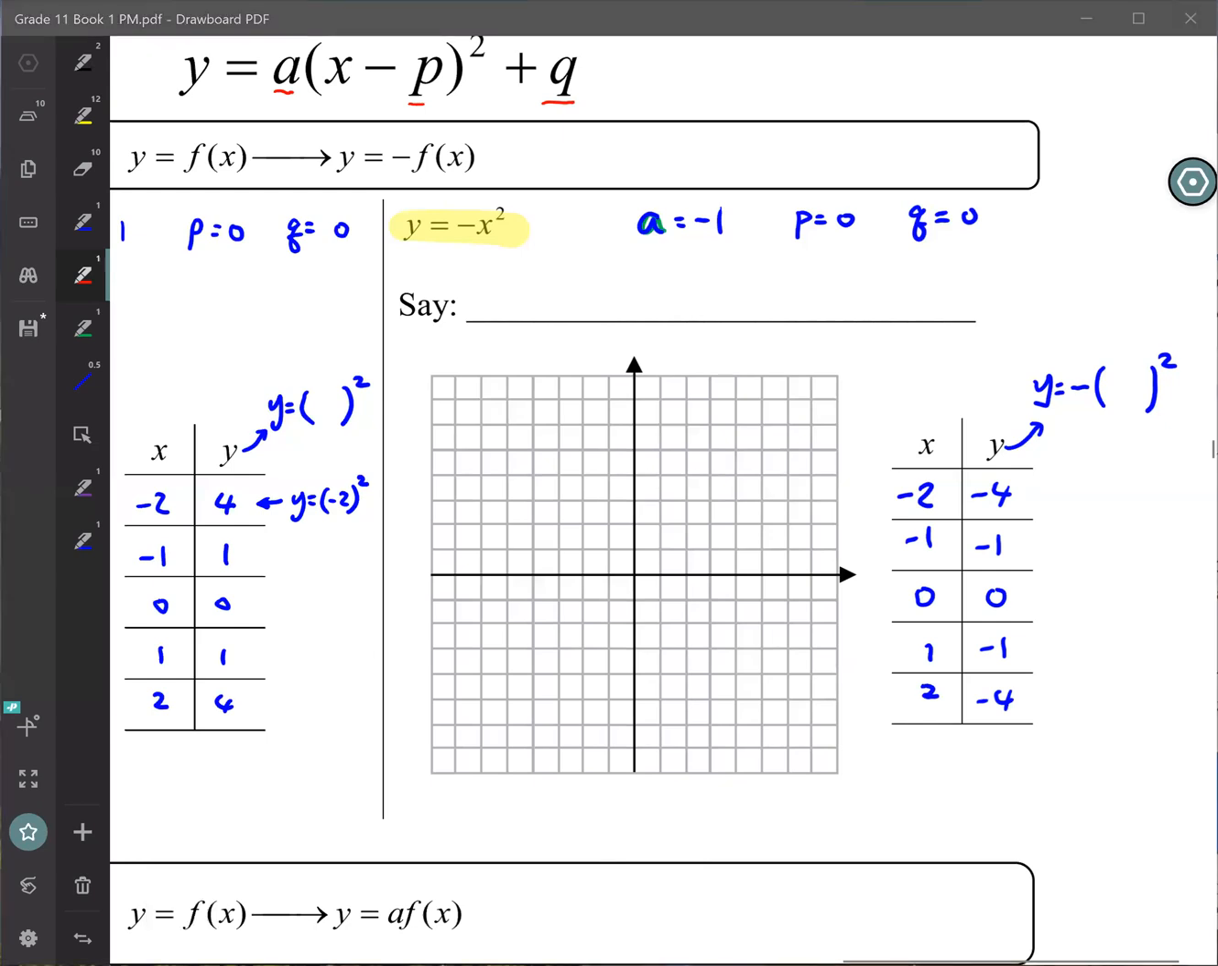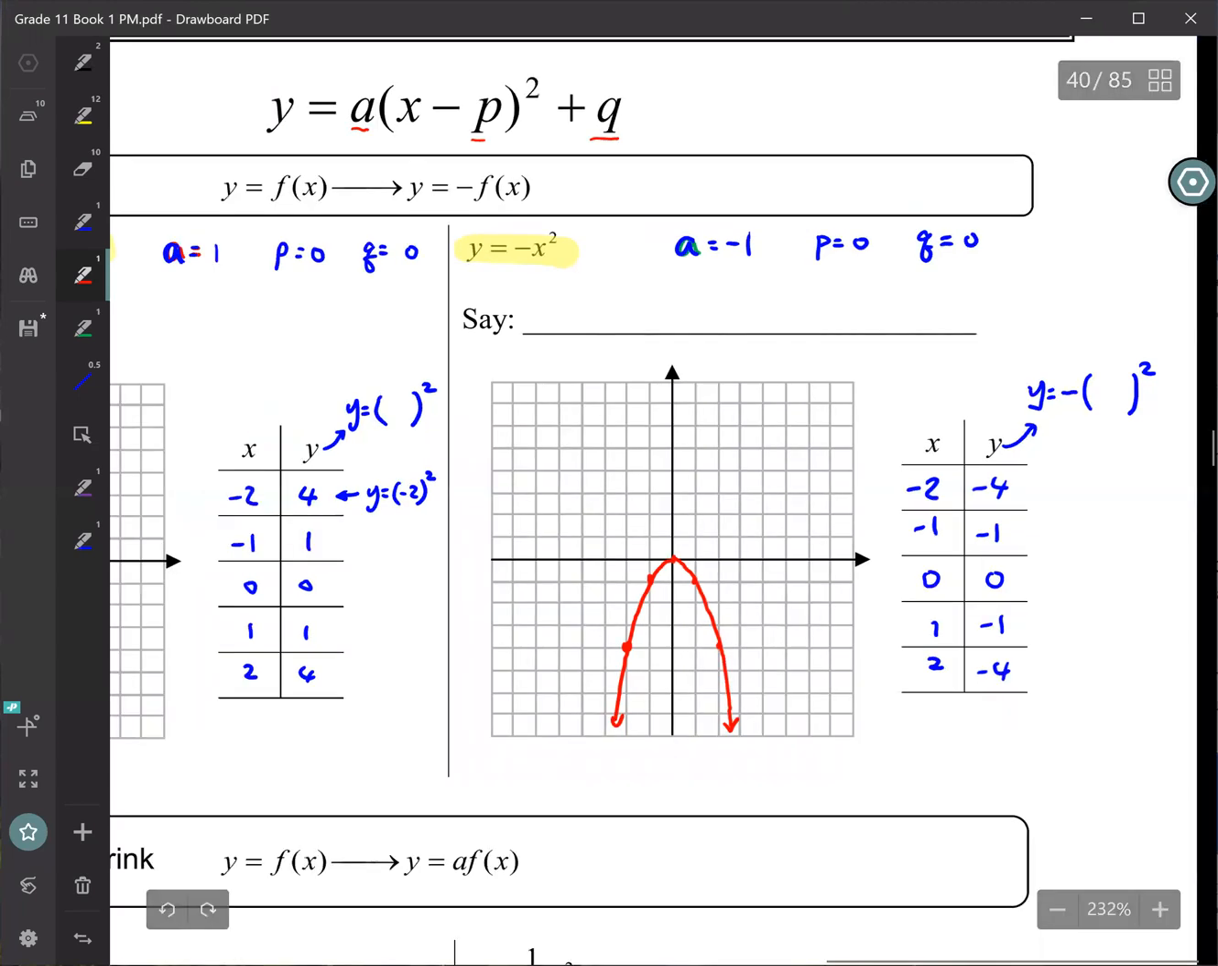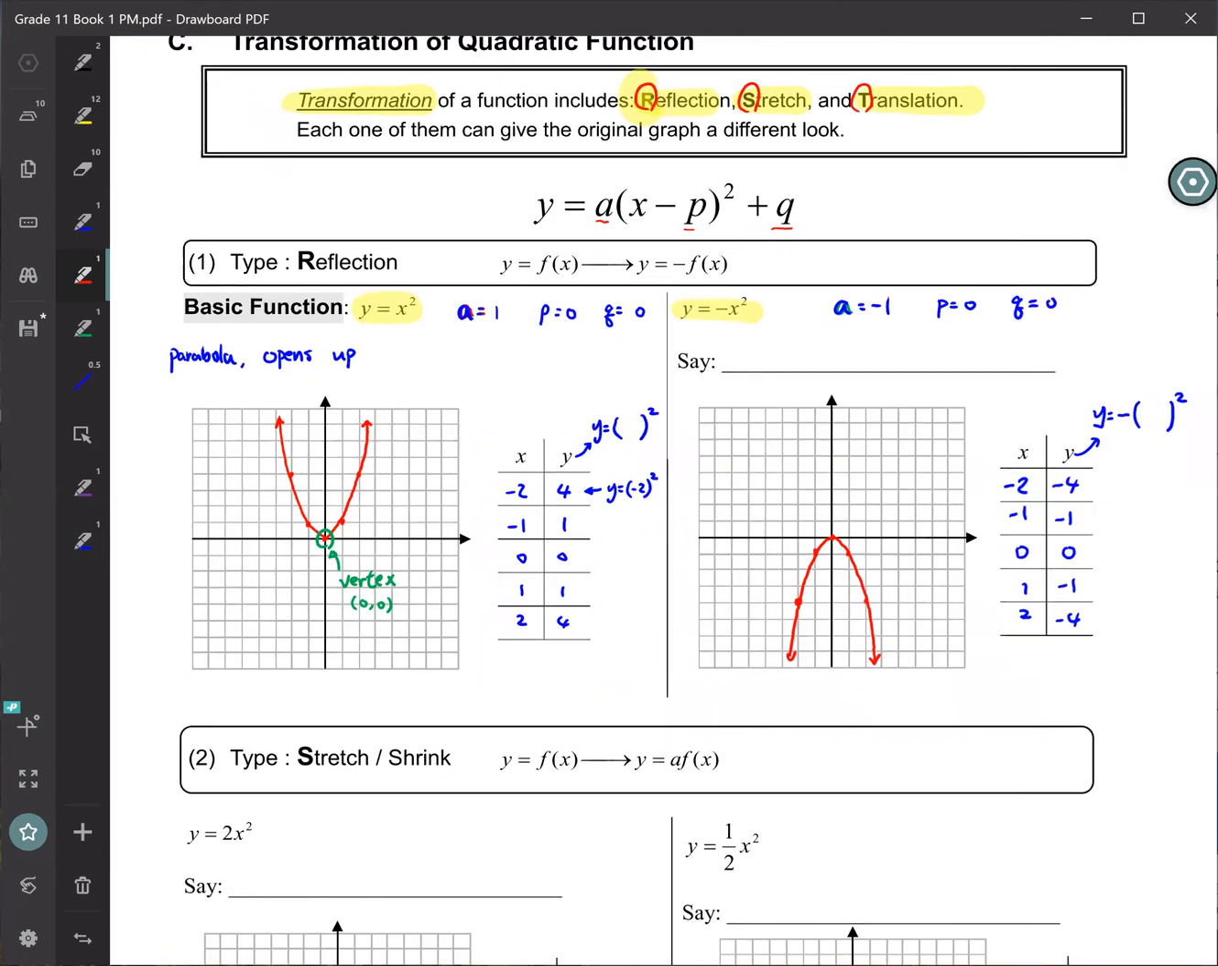Okay. So -2, -4 will go down here, right? -1, -1, and then 0, 0, 1, -1. Okay. So instead of open up, it will have an open down graph. So now you can see the value of A, what it controls. It can affect the opening up or opening down. A positive, open up. A negative, it will open down. Okay, so that's our first rule for what A controls.